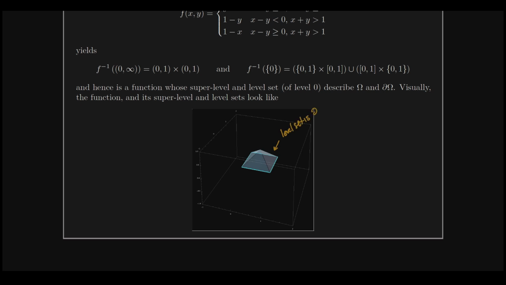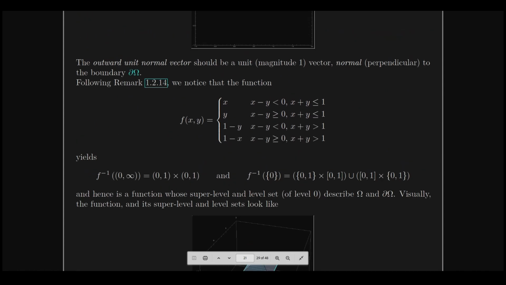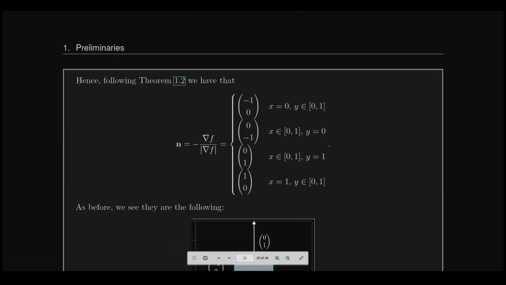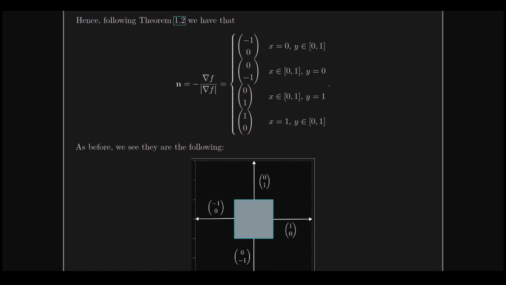is the boundary of omega. And the super level set is that pyramid shape, because that's everything above the boundary. You can see in gray, I've filled in everything inside the square, and then on the outside of the square, I have the boundary. And if I go ahead and compute the gradient of this f, divide by its magnitude, and add a negative sign, guess what I get? I get exactly the 4 outward normal vectors we would have expected.